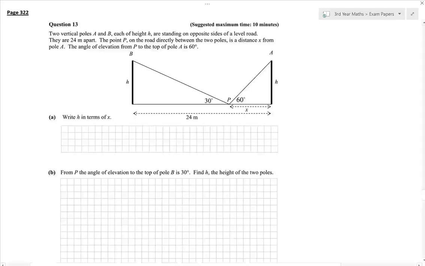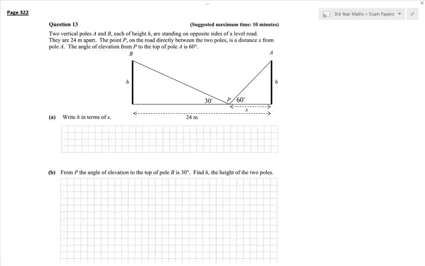Two vertical poles, so pole A and pole B, each of height h, are standing on opposite sides of a level road. They are 25 meters apart. The point P on the road directly between the two poles is the distance x from pole A. The angle of elevation from P to the top of the pole is 60 degrees. Write h in terms of x.